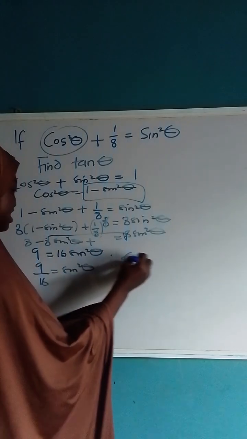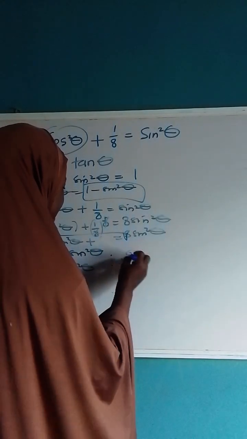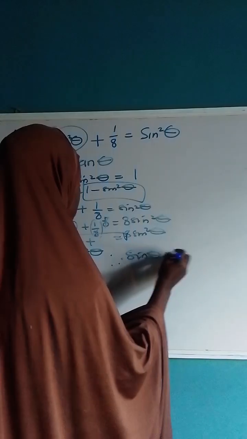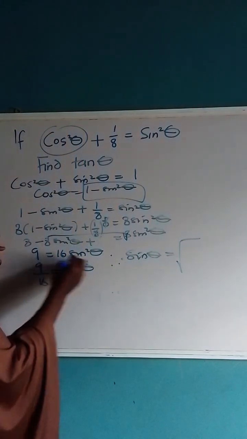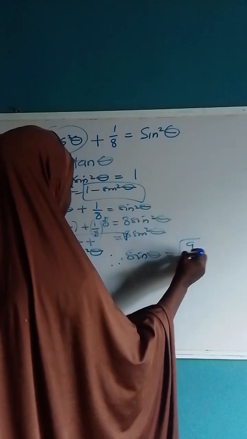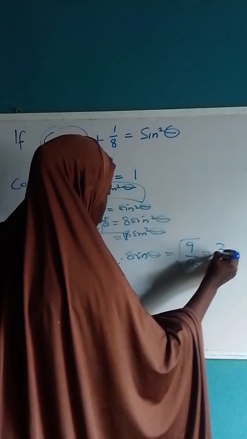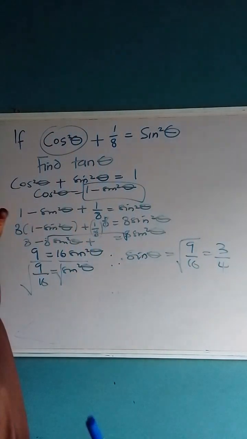If you want to get sin theta, you need to take the square root of this side. So it's just going to be the square root of 9 over 16, which is 3 over 4. So sin theta is going to be 3 over 4.